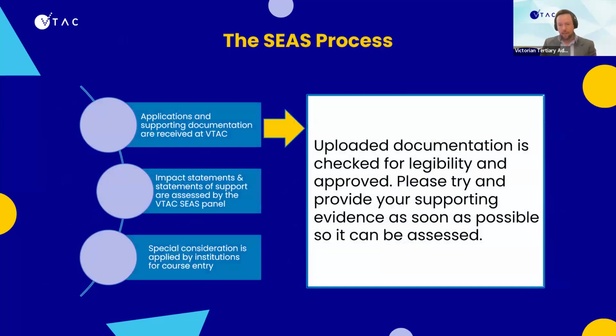Before we really dive into the application itself, we'll first outline the process. So the first stage is you complete your application and submit your supporting evidence. Uploaded evidence will undergo an initial review by VTAC, where it is either approved or rejected. This initial review is simply a document check. We're checking that the document is legible, that it's the correct type of evidence, that it addresses the educational impact.